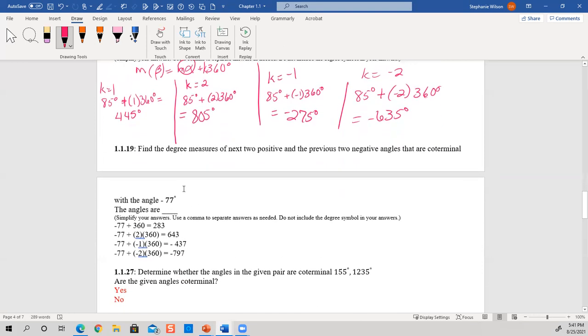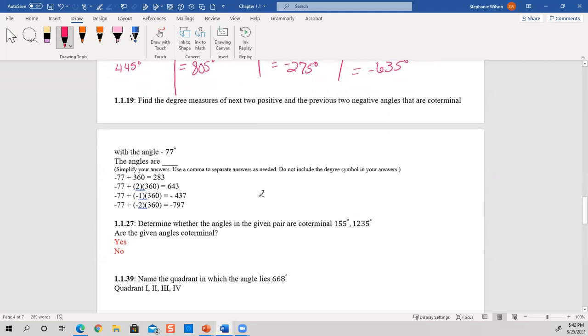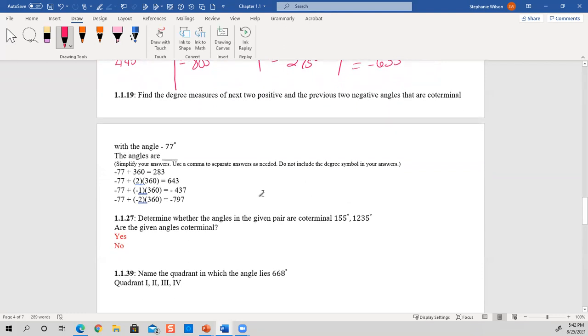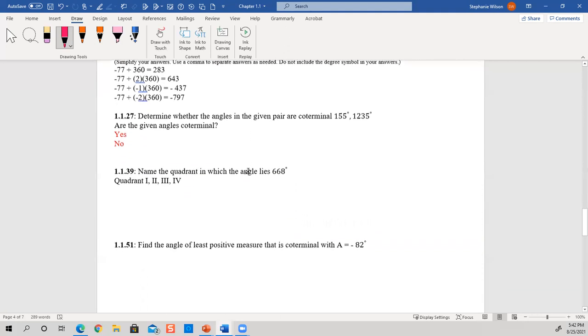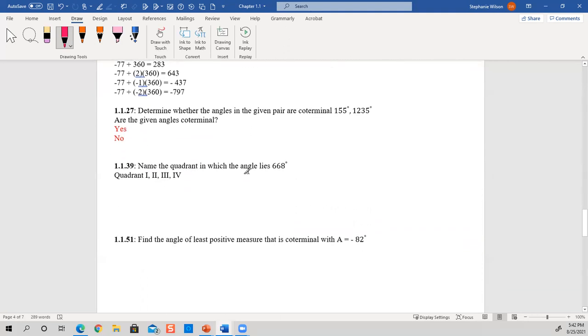So let's look at this one. Oh, this was an example. I actually already worked it out. When we let the angle be negative 77 degrees, we find those coterminals by plugging in k. So I worked that one out as an example for you to have. So for this next question, we want to determine whether the angles in the given pair are coterminal: 155 degrees and 1,235 degrees. We want to know yes or no, and we'll have to solve it.